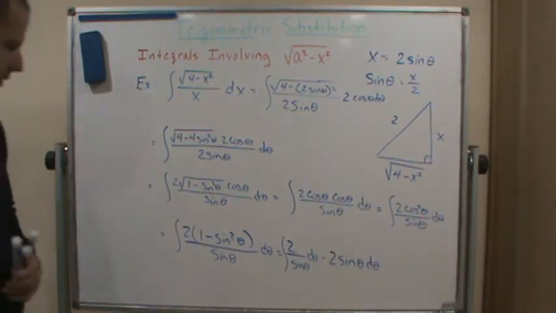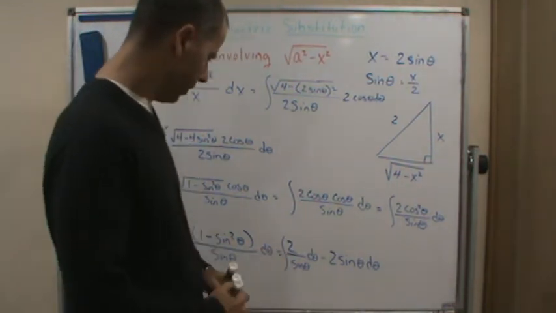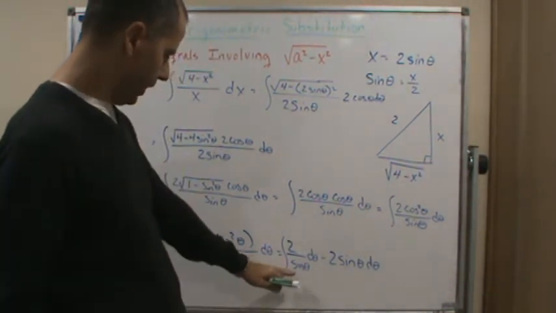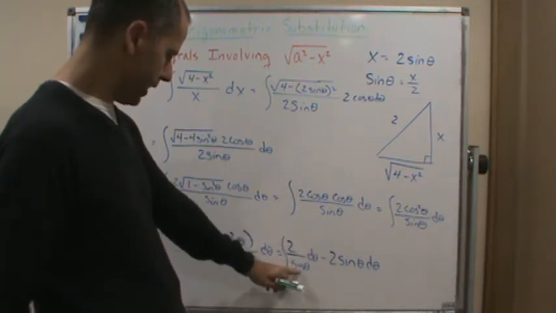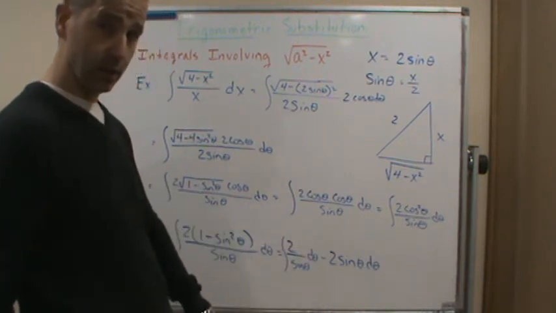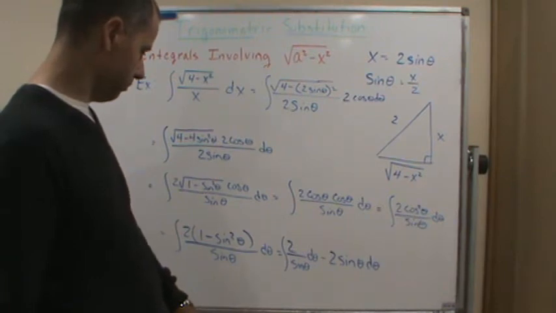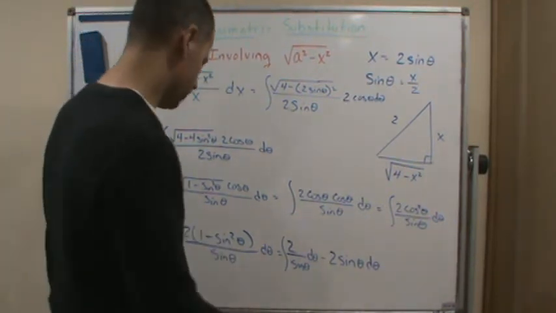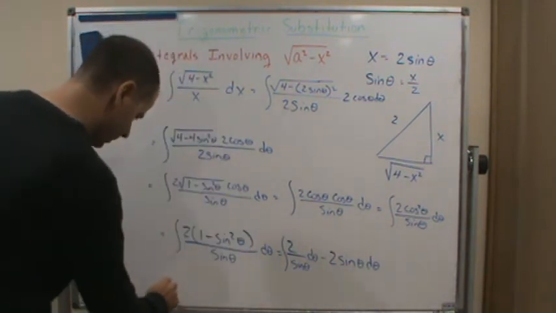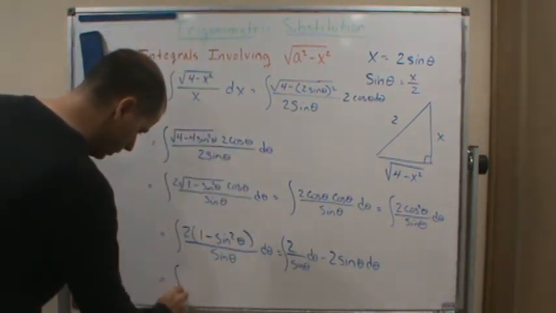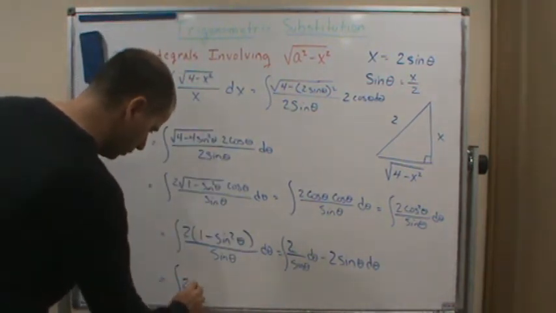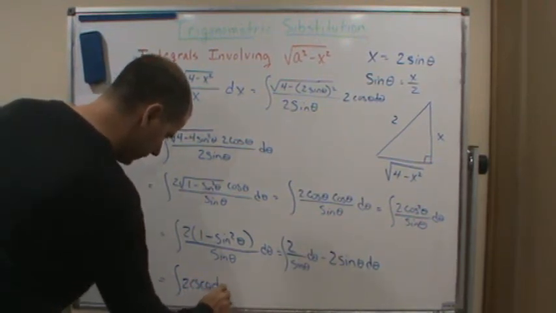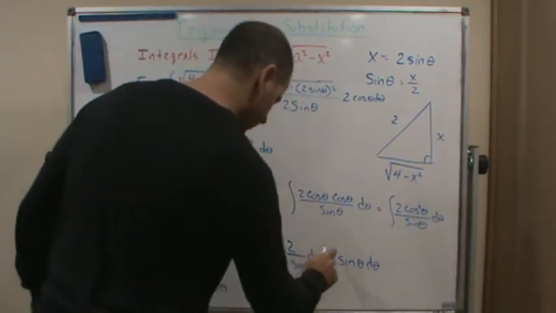Well, what is 1 over sine? We don't want to leave it this way again. So let's see, we can do 1 over sine. What's 1 over sine? That's cosecant, right? So let's write this as the integral of 2 cosecant theta d theta.